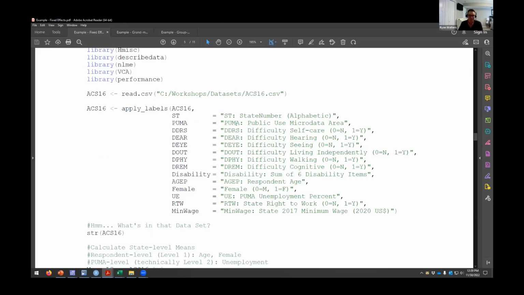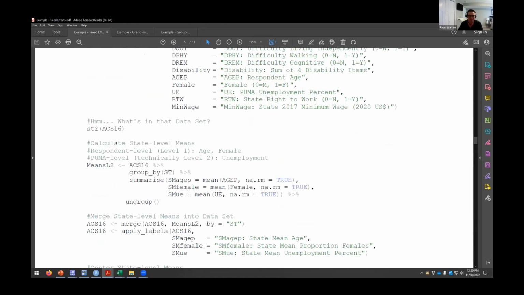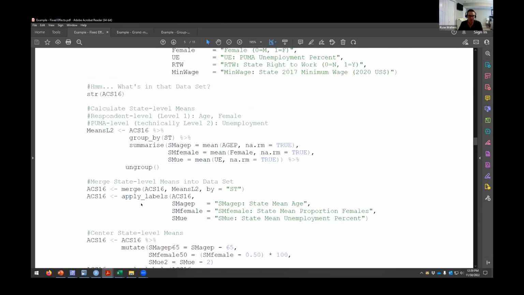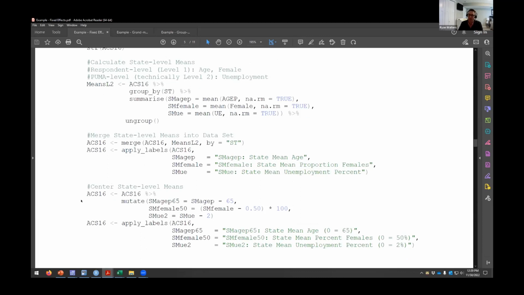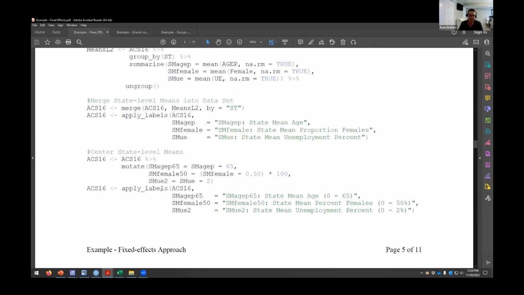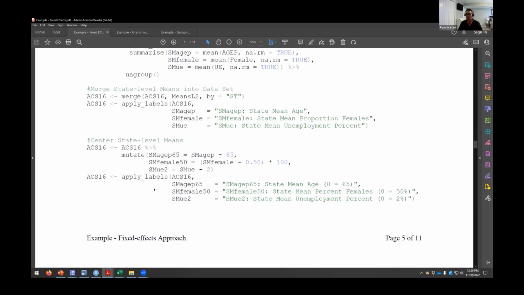We're doing the same thing. Labeling. We're going to calculate our state level means. We're going to merge them back in. I'm sure there's an easier way to do this. He did tell me that there are easier ways to do this, but he wanted to map this onto the SAS code. So we calculate the state level means first and then merge them back in, and then we center and label them as well.